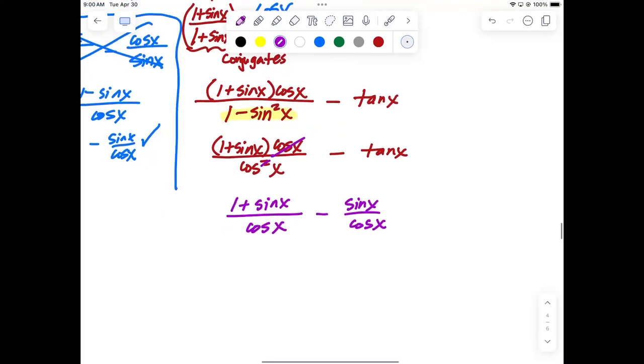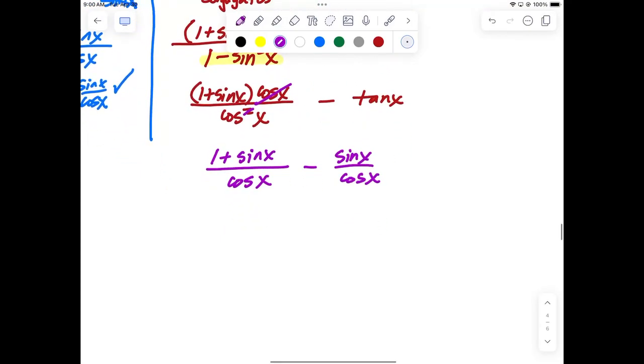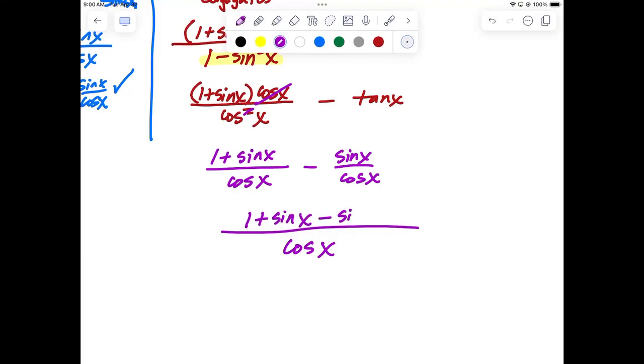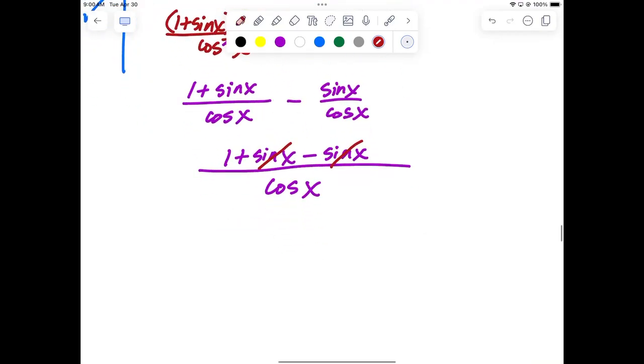So tangent was a step not necessarily in the wrong direction, but my insight tells me I should put it back. Now, since I have a common denominator, I can put the whole thing over the common denominator and say it's 1 plus sine of x minus sine of x. And now what happens with your sine of x's? They cancel or subtract out, either one, and you're left with 1 over cosine of x.